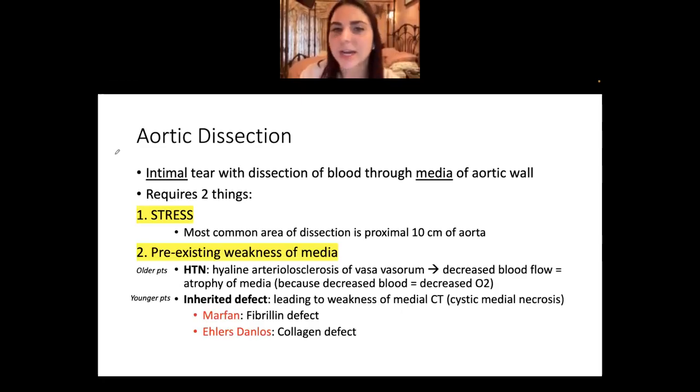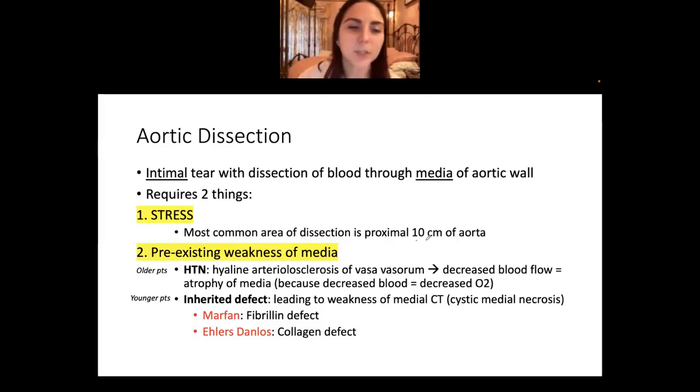All right, aortic dissection and aneurysm. Aortic dissection, this is when the intima tears, but then blood is going to pool in the media. So I'll show you a picture of that. That's kind of hard to visualize, I feel like. All aortic dissections require two things. These are need-to-knows.